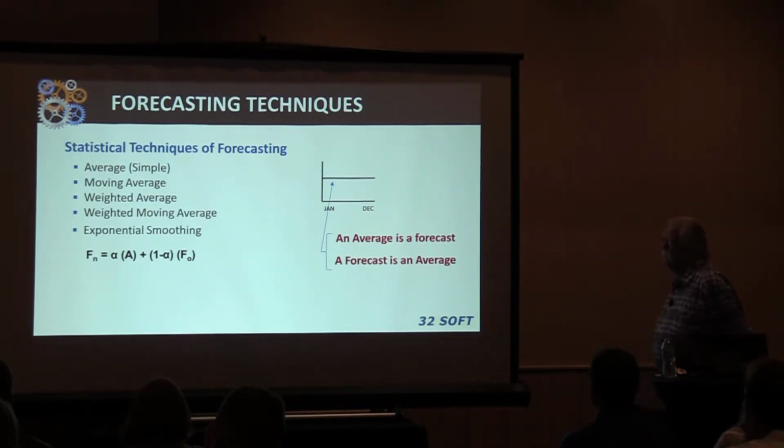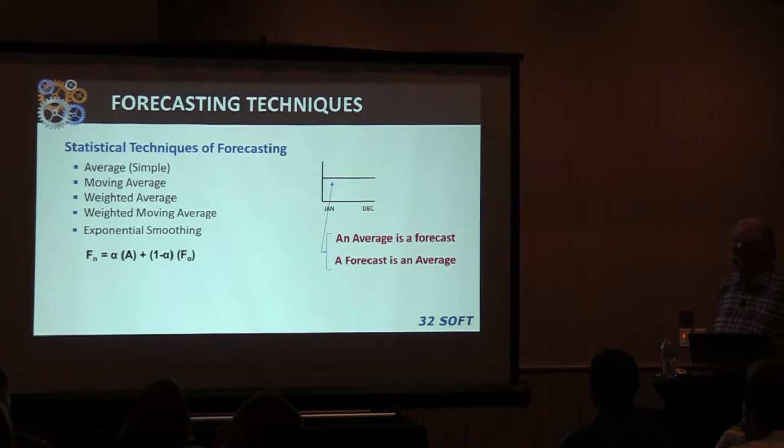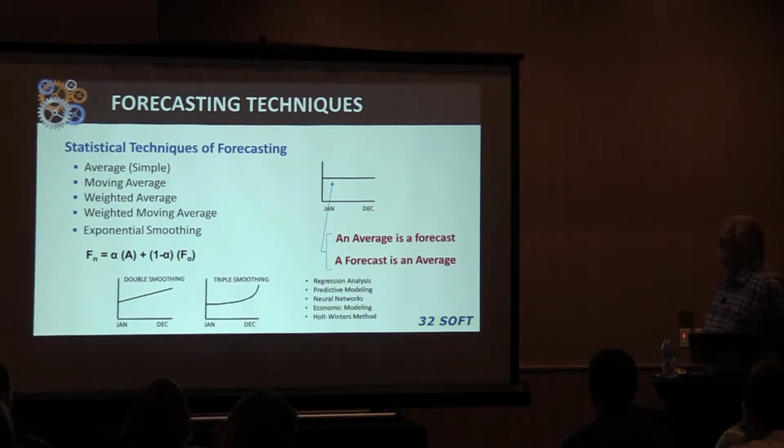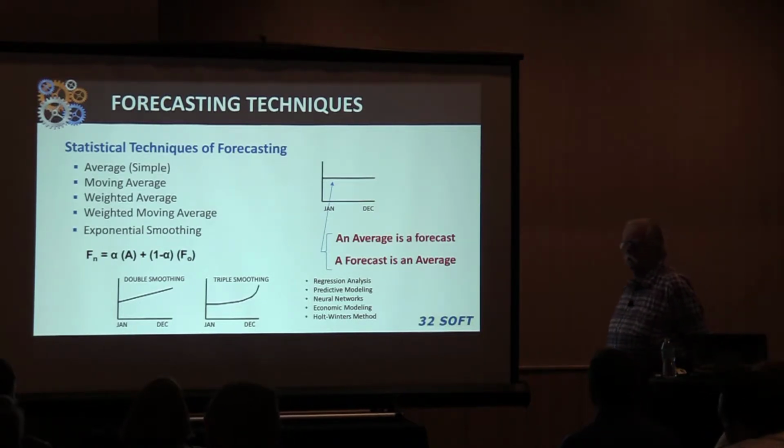The new forecast is equal to alpha times the old forecast plus 1 minus alpha times actual sales. So you can calculate the forecast, you plug the figures into that mathematical formula, very straightforward, and you come up with F sub n, which is the new forecast. Now you double smooth that, you can triple smooth it, you can get crazy and go into regression analysis and Holt-Winters methods and neural networks and all sorts of stuff.